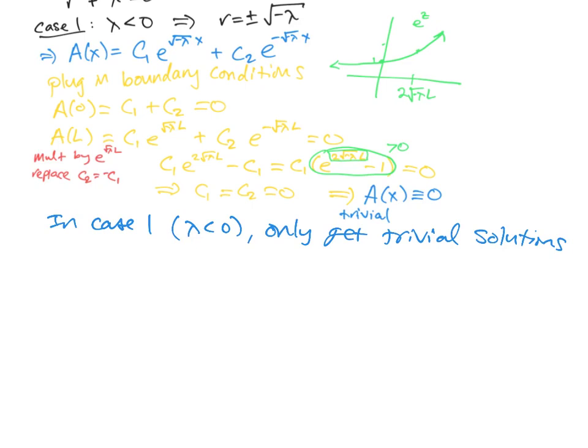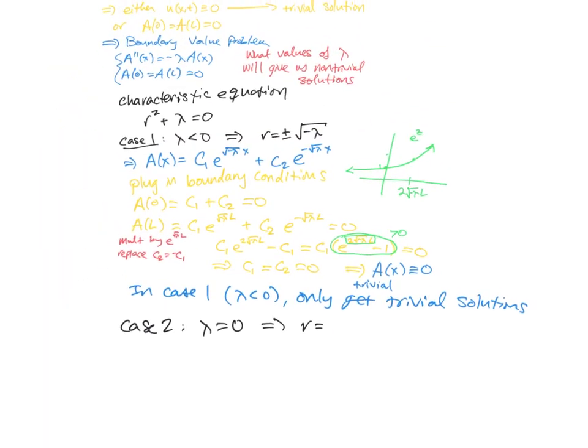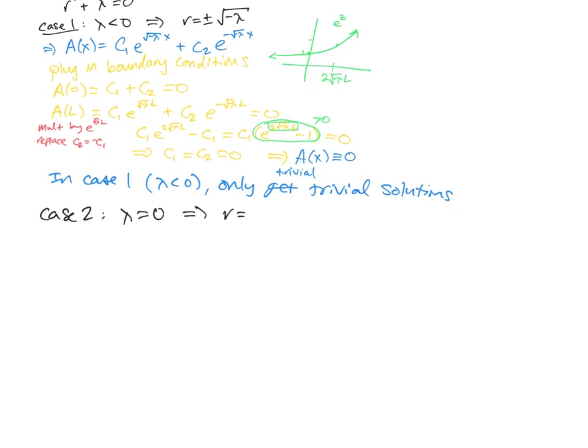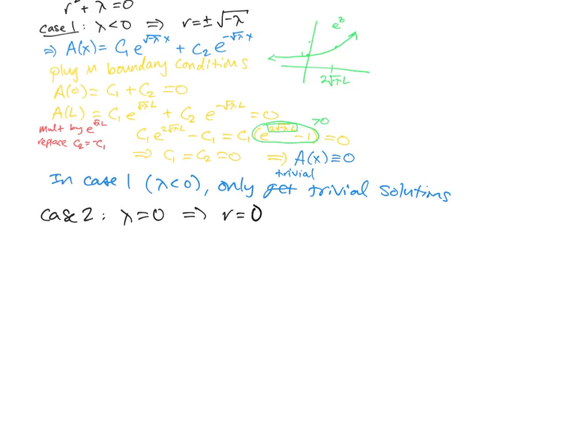Okay, so case 2 is going to be where lambda equals 0. And then you have a repeated root. So r is going to equal, remember what our characteristic equation was. If lambda equals 0, then our characteristic equation is r squared equals 0. And so r equals 0.